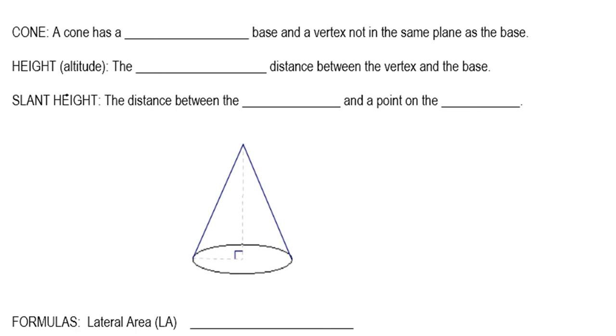A cone is going to have a circle for a base, and a vertex that's not in the same plane as the base, so the vertex will be up above it. The height is also known as the altitude, and that's the perpendicular distance between the vertex and the base, so that'll be measured at a perpendicular. And the slant height, I'm going to call that L again. The slant height is this from the vertex to a point on the circle.